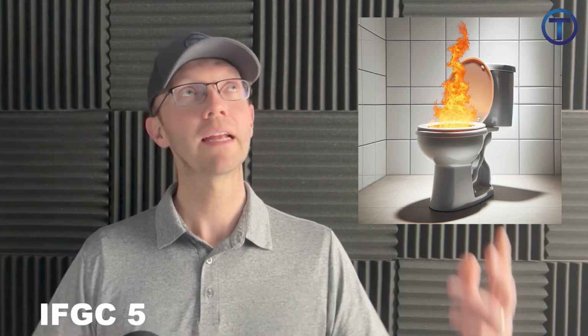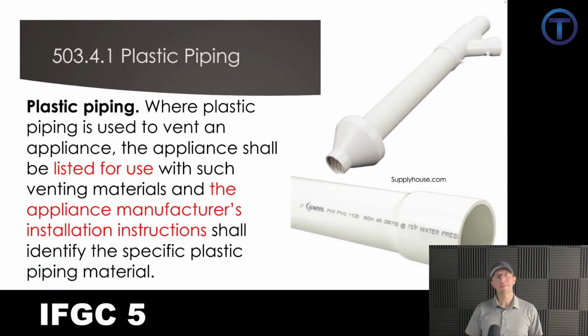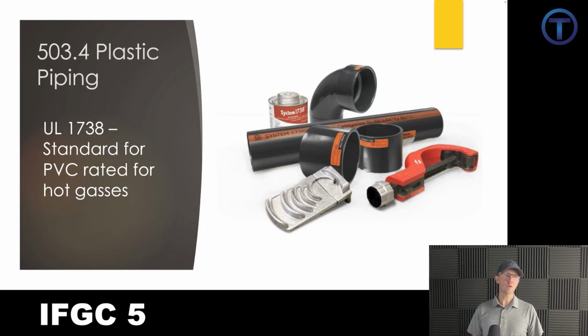Moving on. Let's look at a couple of specifics from 503.4. We've got 503.4.1 about plastic piping. It says where plastic piping is used to vent an appliance, the appliance shall be listed for use with such venting materials, and the appliance's manufacturer installation instructions shall identify the specific plastic piping material. Once again, this is in reference to that UL 1738.